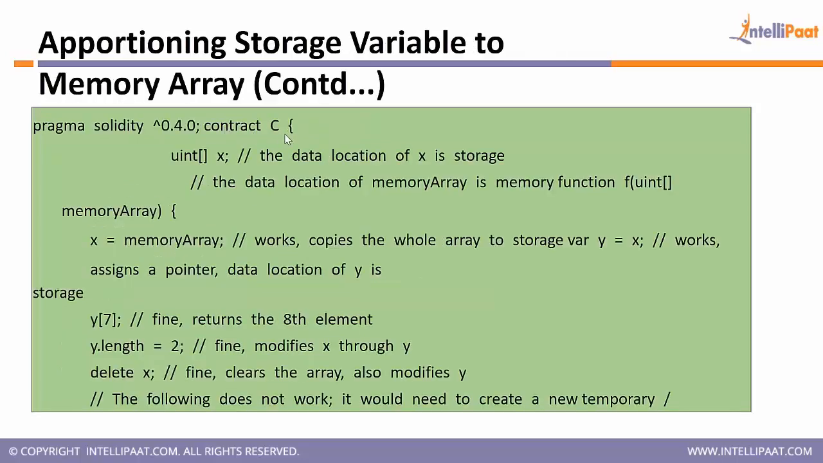Let's say this is a contract C, where I have declared an unsigned integer array x. Now when I'm passing this x to function H, it will pass the value of x as pass by value. It will create a copy of my array. When I pass it to function G, it becomes a pass by reference.